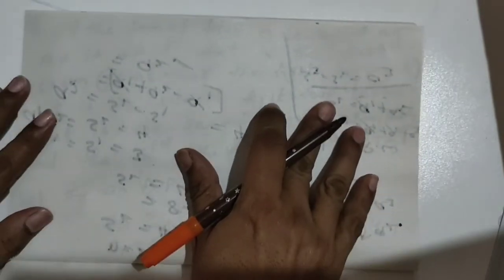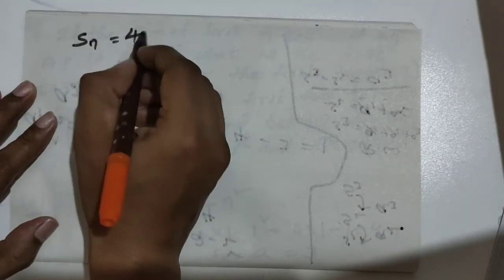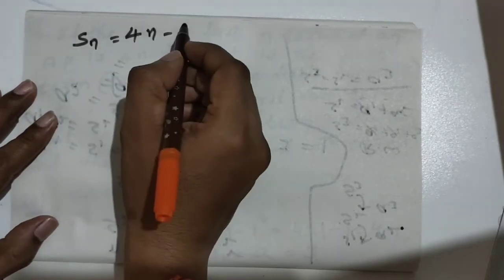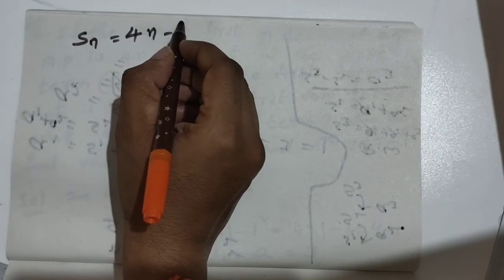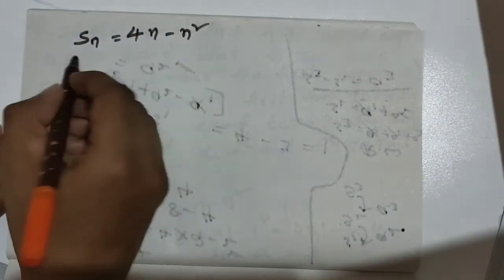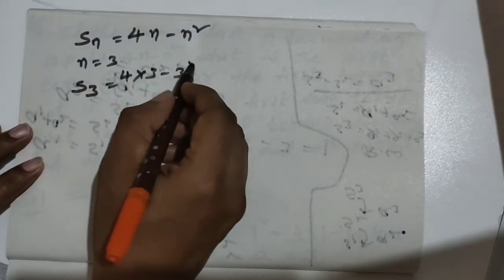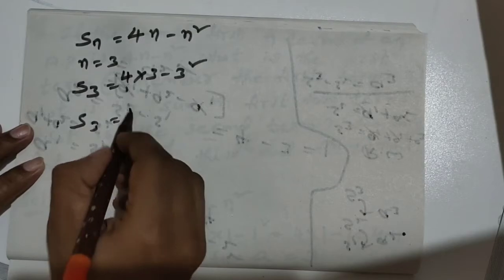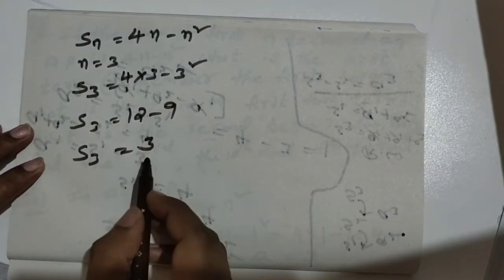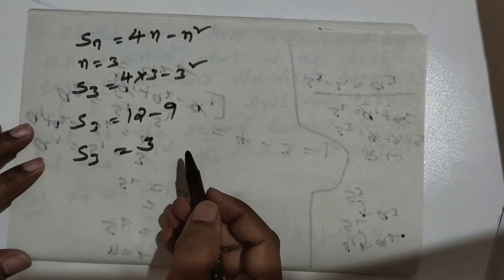So what is S3? To get S3 we again have to use the given rule, 4n minus n square. Substitute n is equal to 3 to get the sum of 3 terms. S3 is equal to 4 into 3 minus 3 square. Then S3 is equal to 12 minus 9. Then S3 is simply 3. Are you getting it?